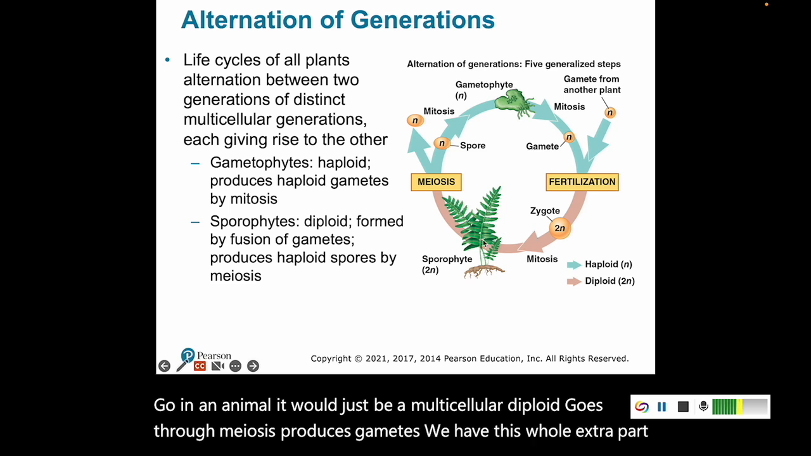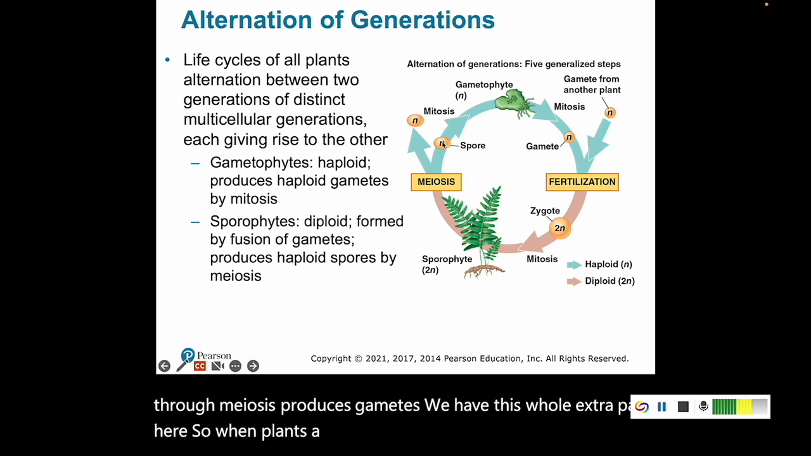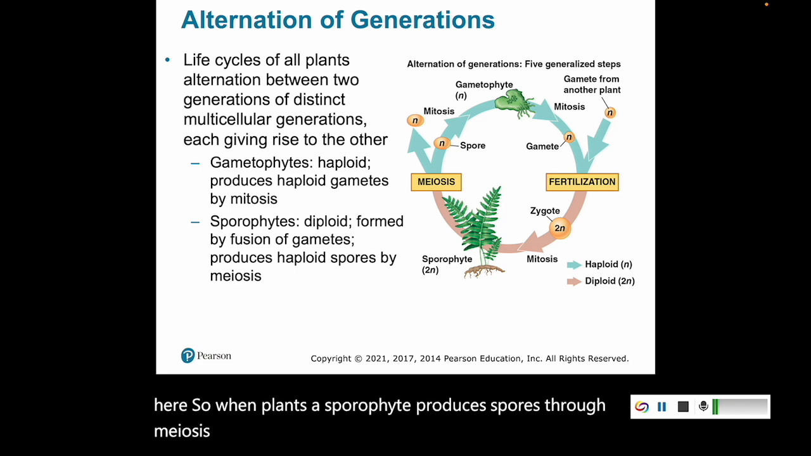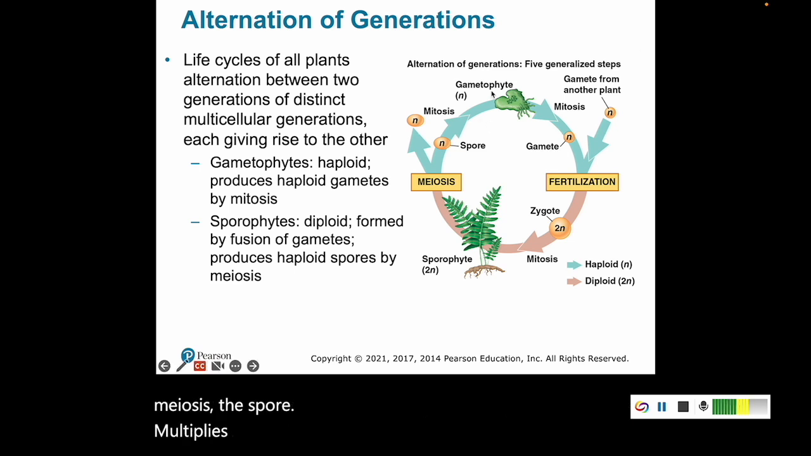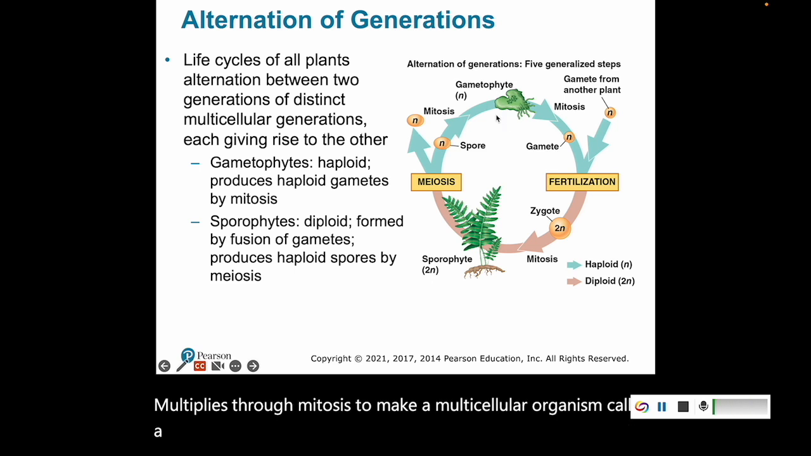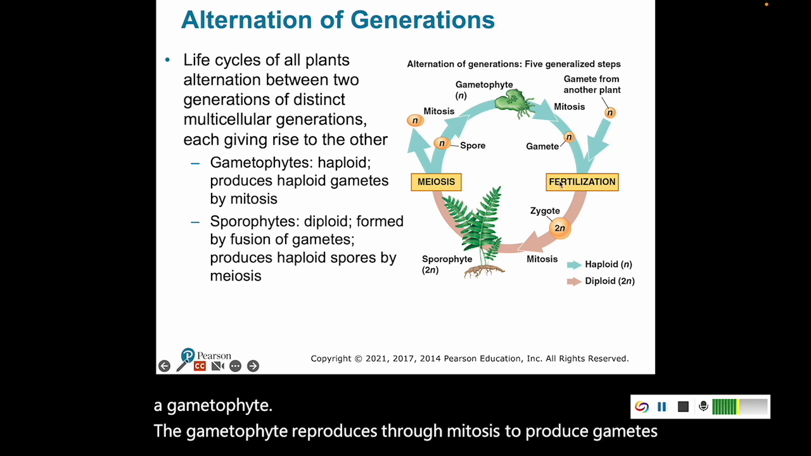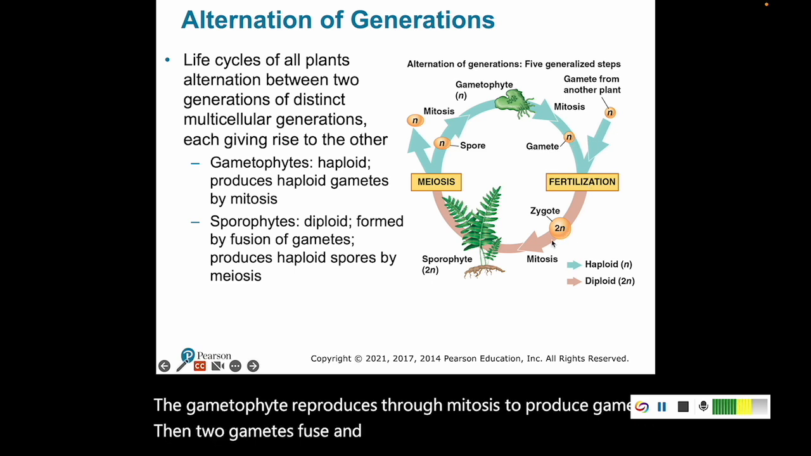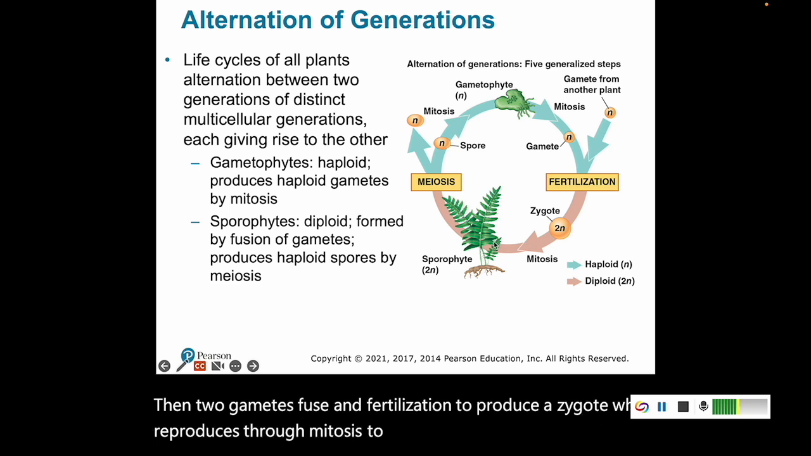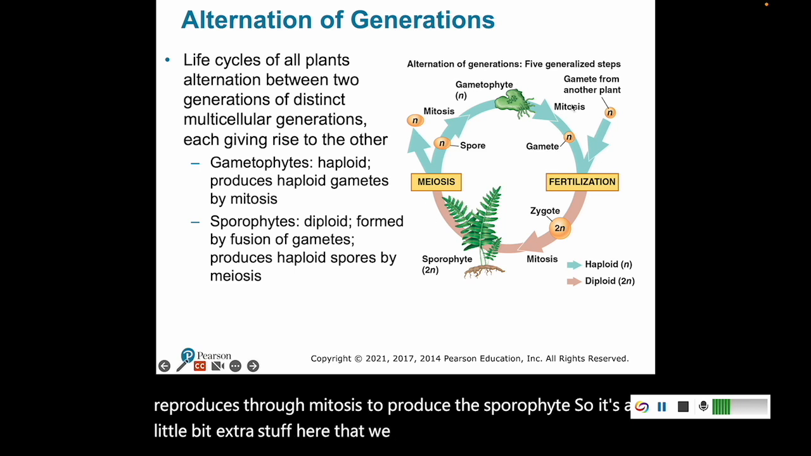So in plants, a sporophyte produces spores through meiosis. The spore multiplies through mitosis to make a multicellular organism called a gametophyte. The gametophyte reproduces through mitosis to produce gametes. Then two gametes fuse in fertilization to produce a zygote, which reproduces through mitosis to produce a sporophyte. So it's a little bit of extra stuff here that we don't see in animals.